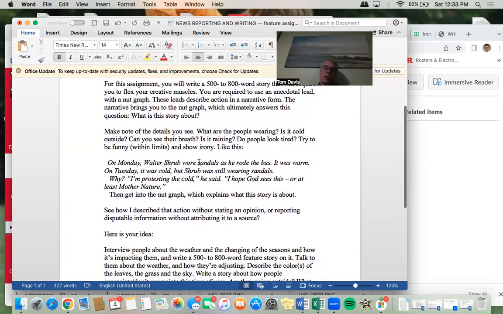What are people wearing? Is it cold outside? Can you see their breath? Is it raining? Do people look tired? Try to be funny if you can, but not crazy, okay? And even showing irony is usually a really good one. For this one I used Walter Shrub wore sandals as he rode the bus. It was warm. That's one paragraph.